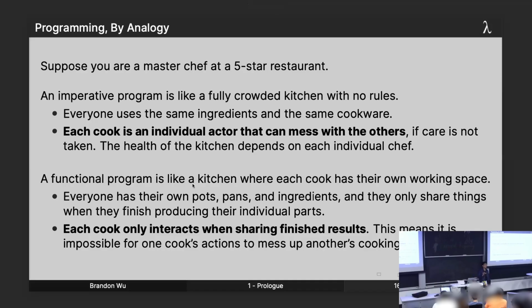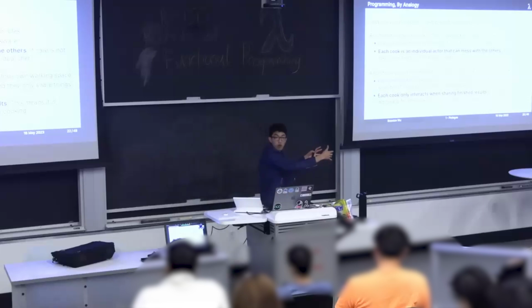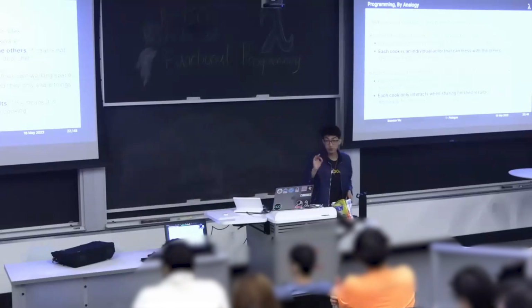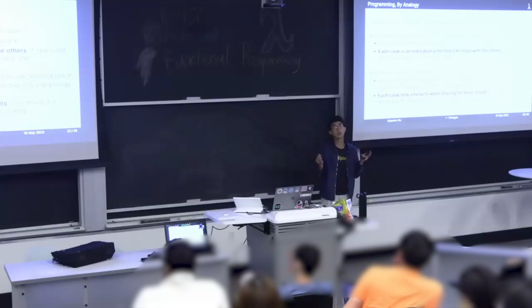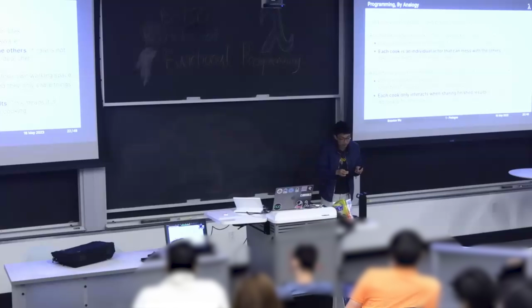A functional program is different because it's like a kitchen where every cook has their own counter, their own pots and pans, their own ingredients, their own allspice and sage and saffron and whatever. And they only interact when they've finished something. There's like a little slot in the wall. And once you finish your marinara sauce or whatever, you slide it over to the next cook. And that's the only time they ever see each other. They're not very social. Okay. Every cook only interacts when they share stuff that they've finished. That means that a cook cannot possibly mess up another cook's cooking, because everyone gets to do their own thing.